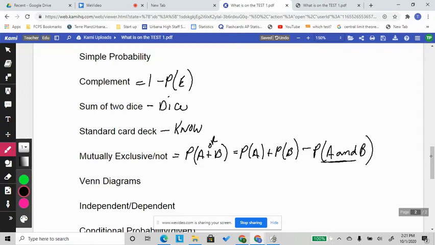Basically, anytime you're doing an or problem, always think, hey, do I have to subtract something out? Do they have anything in common? Mutually exclusive means that that would be 0. They have no outcomes in common, right?